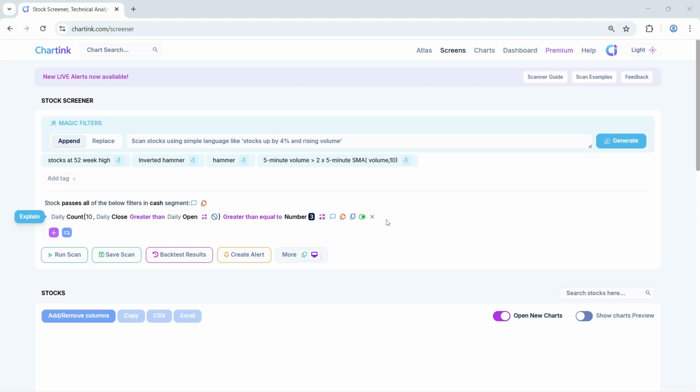The count function is used to measure how many times a specific condition occurred within a fixed number of candles. Let's start with an example. This example is, in the last 10 candles, the stock should have 3 or more green candles. Now let's break this down step by step.